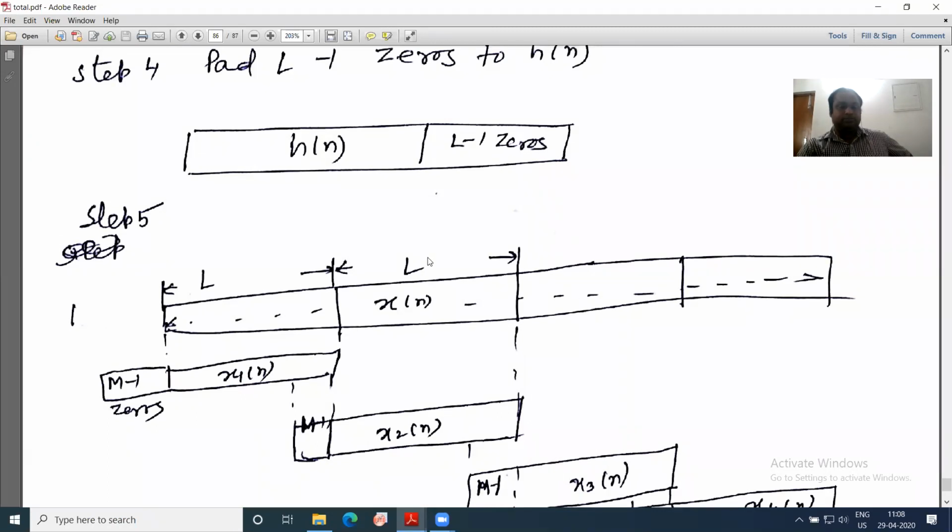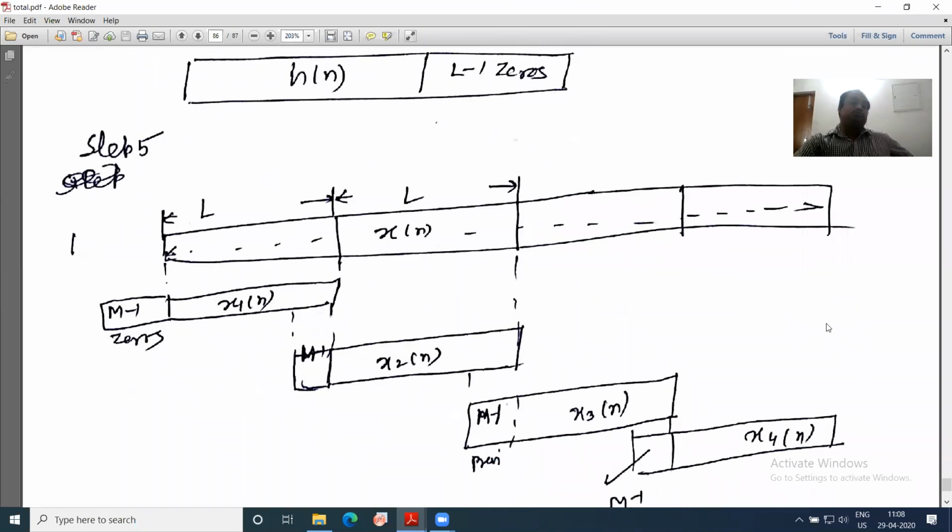Now in this L number of blocks, this data I am denoting by x1 of n. This data we are denoting by x2 of n. This data we are denoting by x3 of n. And this data we are denoting by x4 of n.